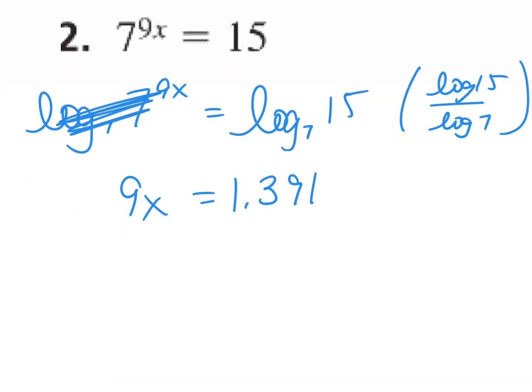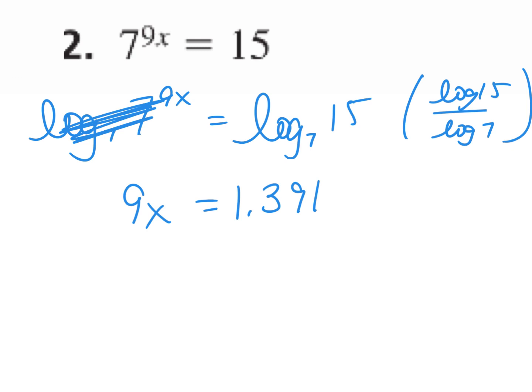Okay. Now, what's the next step? What do I have to do to get x all by itself? Divide by 9. Perfect. So when I divide that by 9, you're going to get a teeny little number. What is it? 0.155? Yes. 0.155.